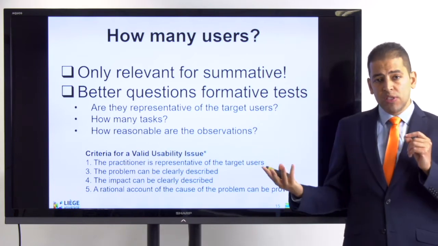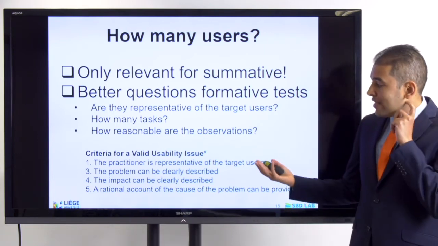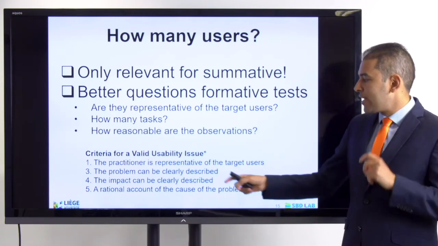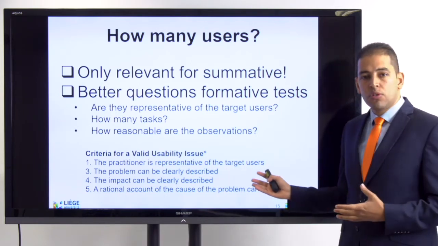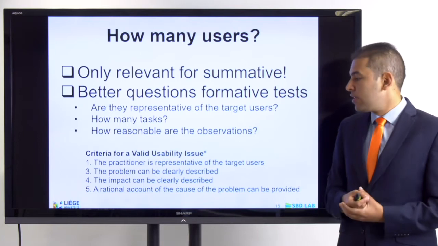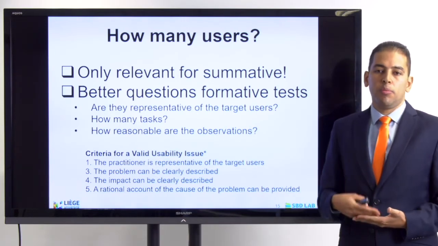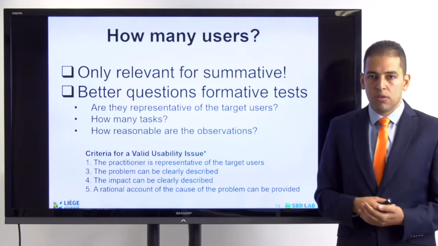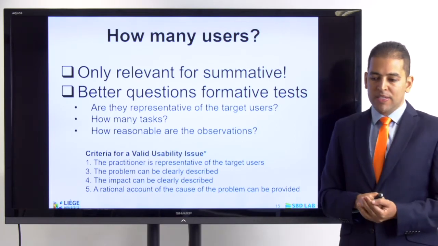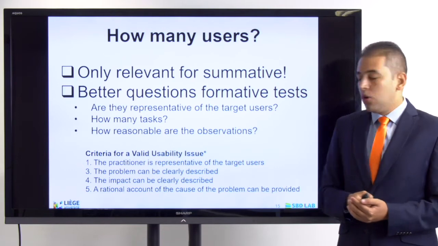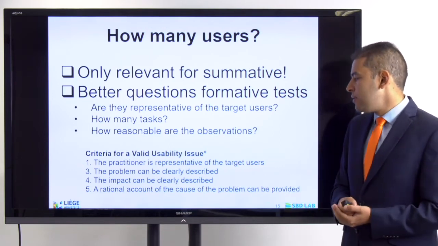Now, there are some criteria that are very useful for a valid usability issue. First of all, the practitioner is representative of the target users. Try to make sure that this is the case. The problem can be clearly described. You need to describe clearly what the problem was that your solution is fixing or trying to facilitate or make much easier. Also, you have to look at the impact that can be clearly described.